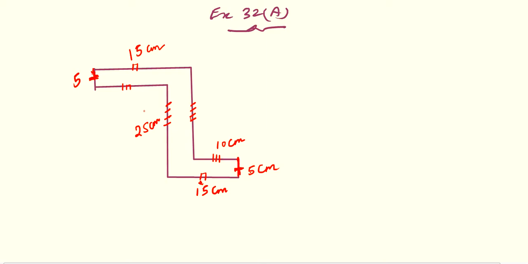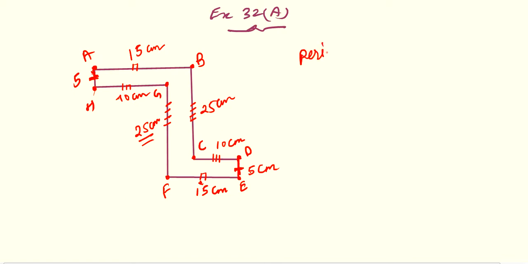Then now 3 lines we have here and 3 lines we have here. So this is 10 centimeter, which means this one is also 10 centimeter. Then 4 lines we have here and 4 lines here. The value is 25 centimeter, so this is also 25. Now you can name these as A, B, C, D, E, F, G, H. Now we have to find the perimeter.